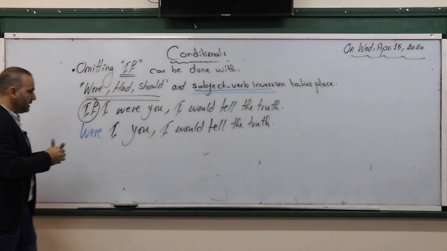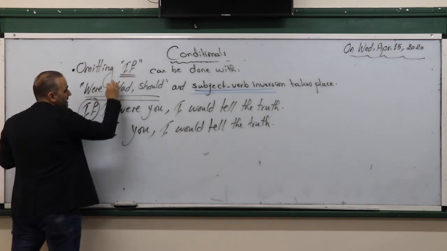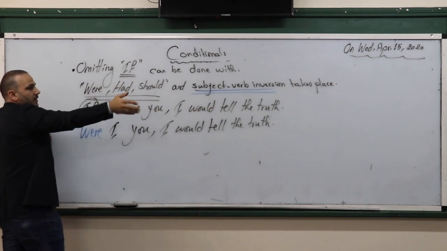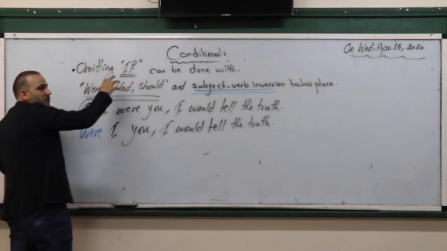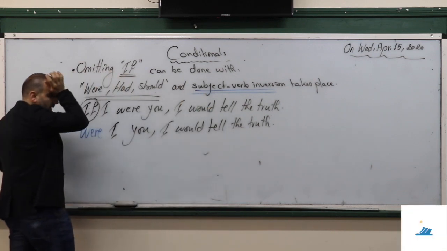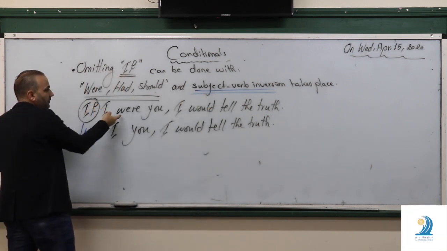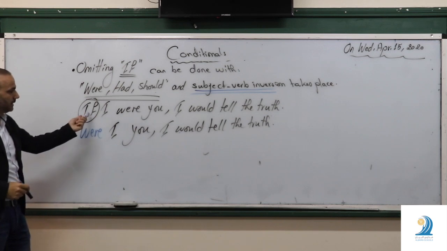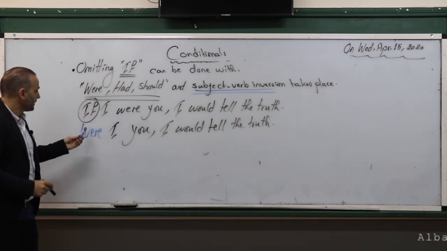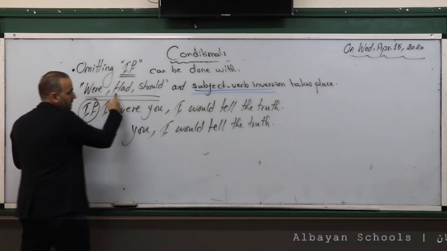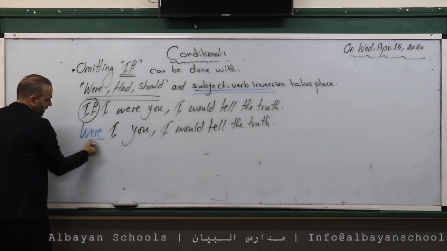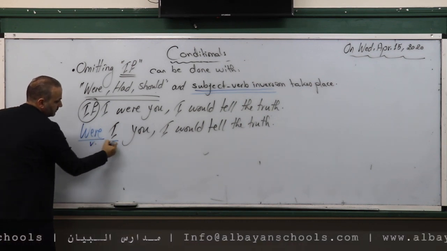Clear? Because here we said that we can replace if, not would and the main verb. We are talking about the if conditional part, not the result or main clause part. Here I'm talking about if, only replacing it by were. If I were you, I would tell the truth. Were I you should be followed by subject-verb inversion. Subject-verb what? Inversion. That's it.